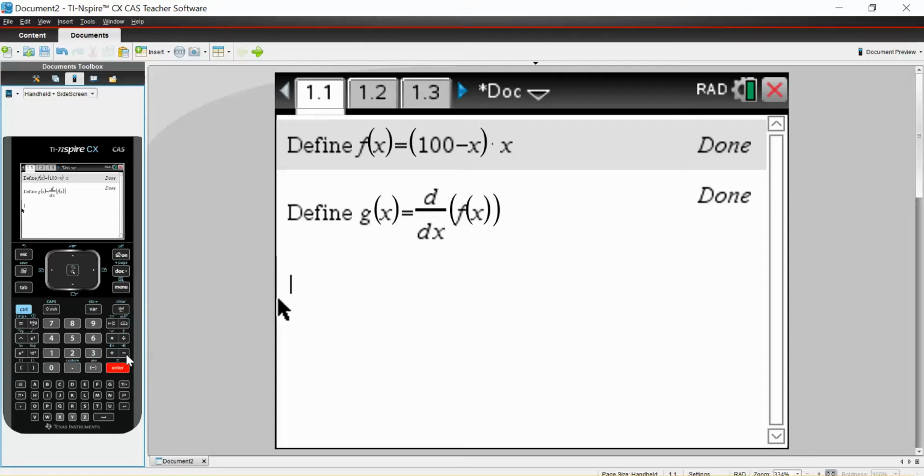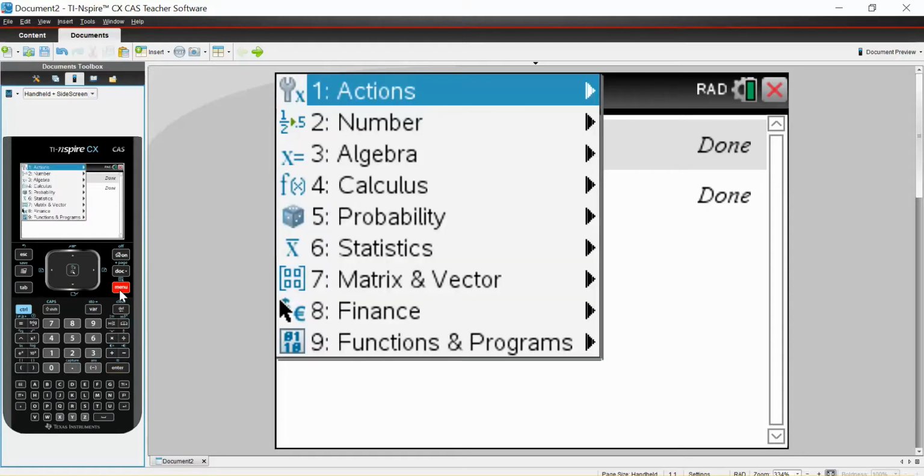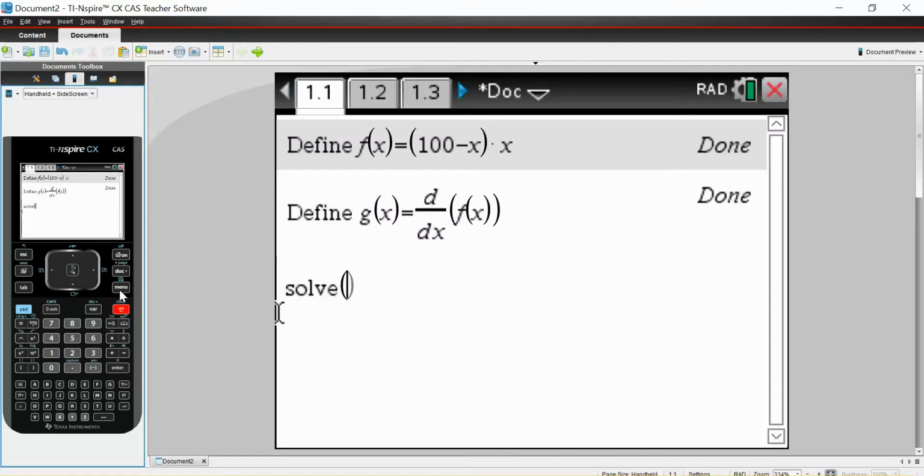What do you want? You want to find the maximum or minimum. That's at a stationary point. Stationary point means that the gradient equals 0. So we go to solve, menu 3, 1. I want to solve for the derivative to equal 0, find x. That means find the width. In our case, find the width. Now we know the answer should be 50. So the answer here should come up as 50.